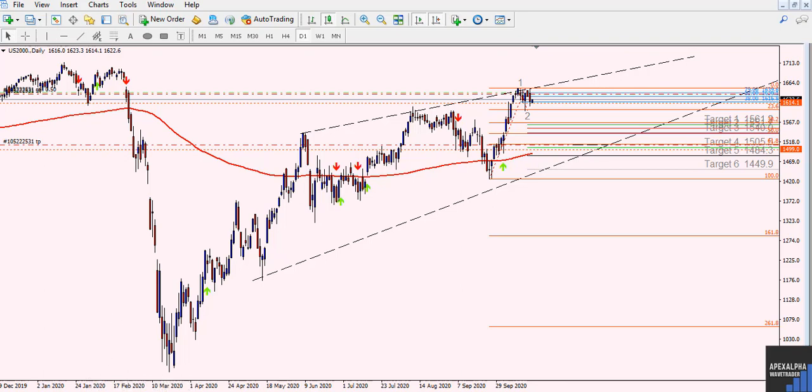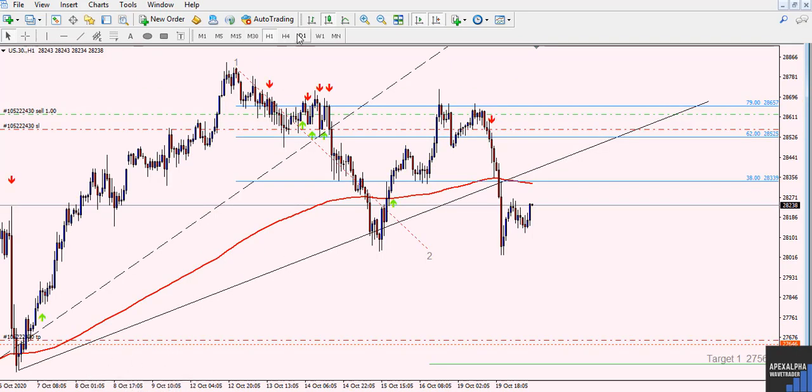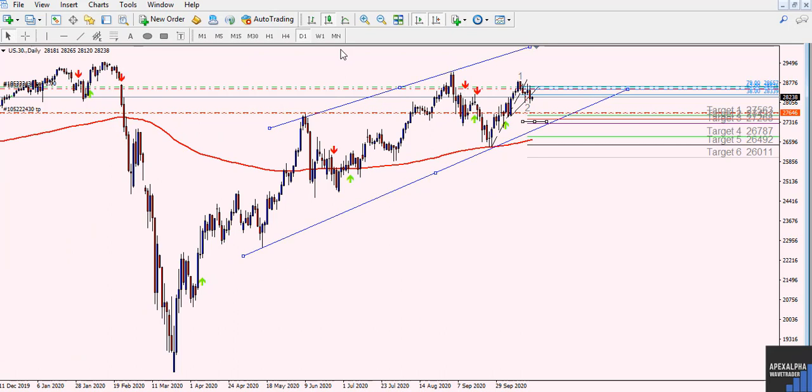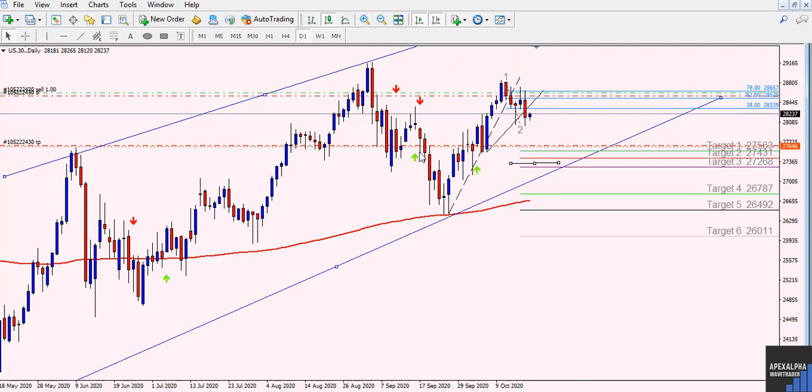The next one is US 30, and the reason why I like the index is because they all move in tandem. So you can see that I drew parallel lines on the daily time frame for the US 30 as well. And you can see that the market is doing basically the same thing as it did on the US 2000. So we had a high point here, and then the market had no power to go to that level, creating a sort of 1 2 3 top, and I based my trade off of that.